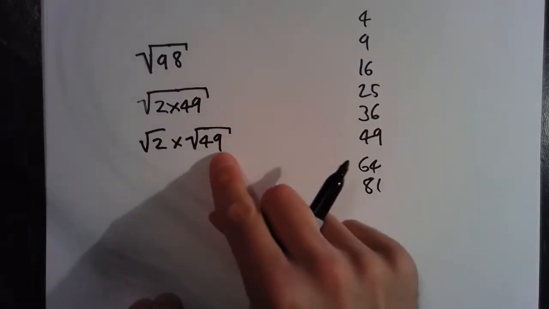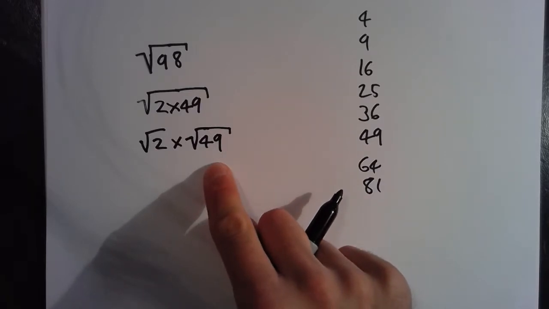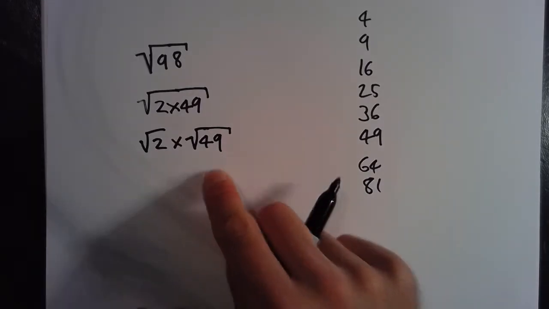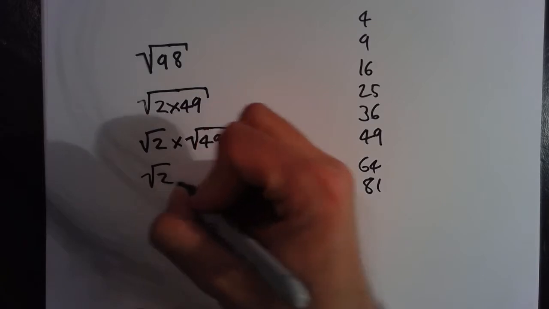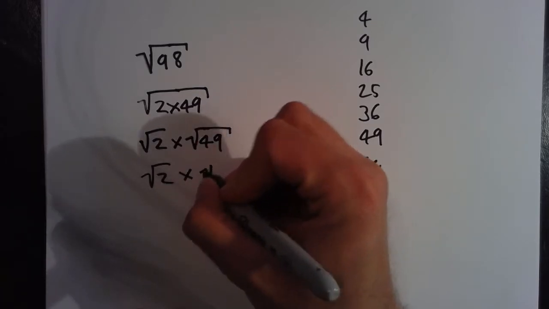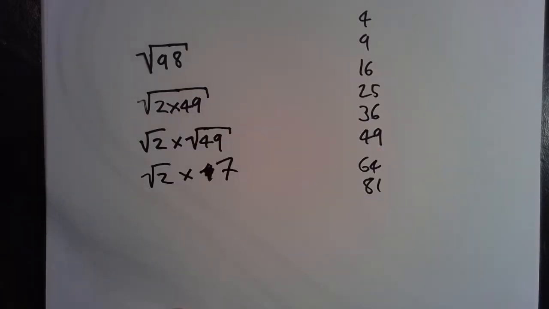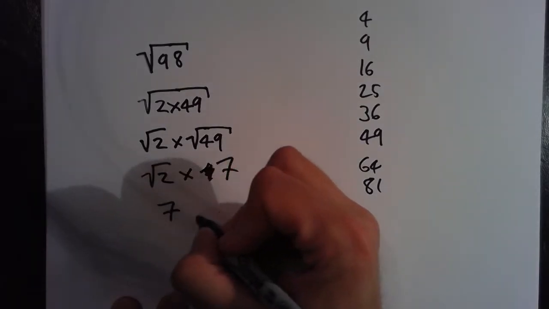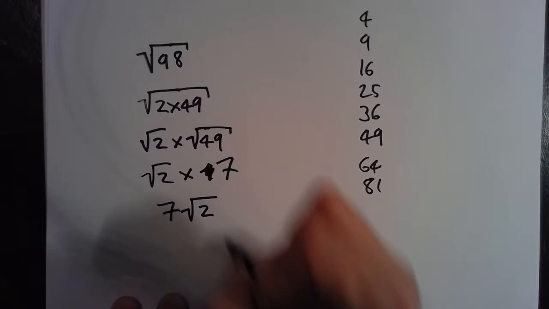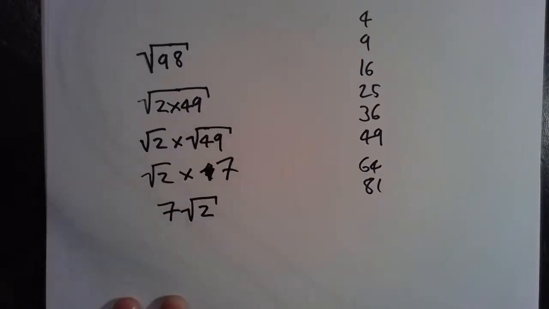Because this one here is a squared number, it means when I take the square root of it, I get a whole number. So I get the square root of 2 times by 7, which is square root of 49. So the answer to this is 7 multiplied by the square root of 2. And that has been simplified.